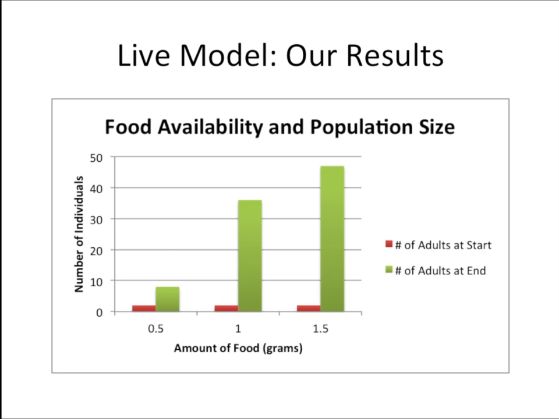Here is our results. That's our actual data. You can see that as the amount of food increased, the number of adults also increased. So more food can support a larger population than less food can.